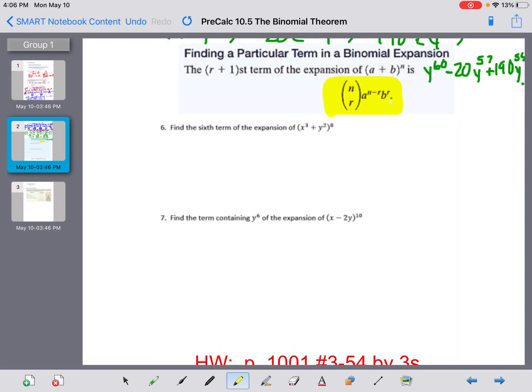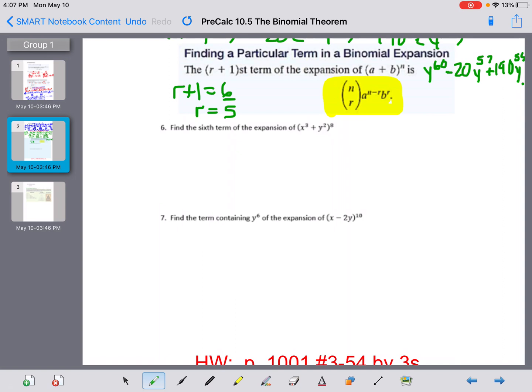Okay, so I need to make sure we understand, like, let's say if my r plus 1 is the 6th term. So if I'm looking for the 6th term, r plus 1 equals 6. So really I need to subtract 1, and what I'm going to plug in is an r of 5. Okay, so we just have to make sure we understand that if we're looking for the 6th term, we're going to plug in the 5 for the r, 1 less term, to plug into this formula.